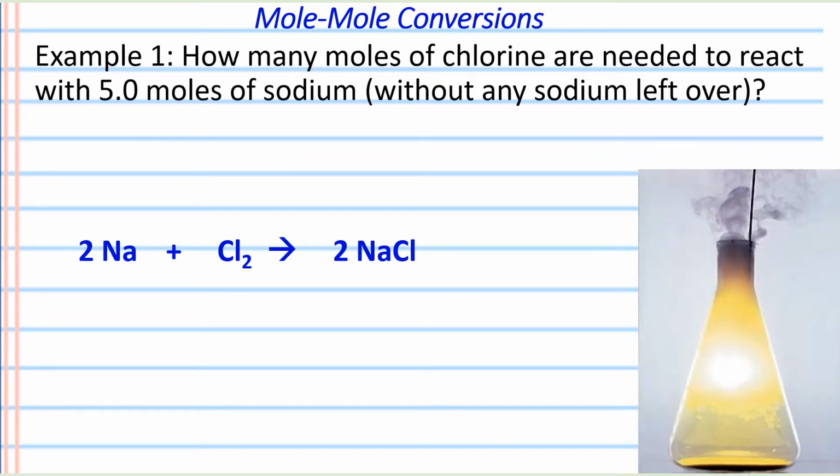As we read the question, we're going to take information in the question and put it over the balanced equation. It starts off by saying how many moles of chlorine. That's what we're looking for, so that's going to be X. Over the Cl2, the chlorine, I'm going to write X moles. I put X with the unit of what I need to solve for. Then as I keep reading, it says are needed to react with 5.0 moles of sodium. So over the sodium, not the sodium chloride, but just the plain sodium, I'm going to write 5.0 moles. So that's step one completed.